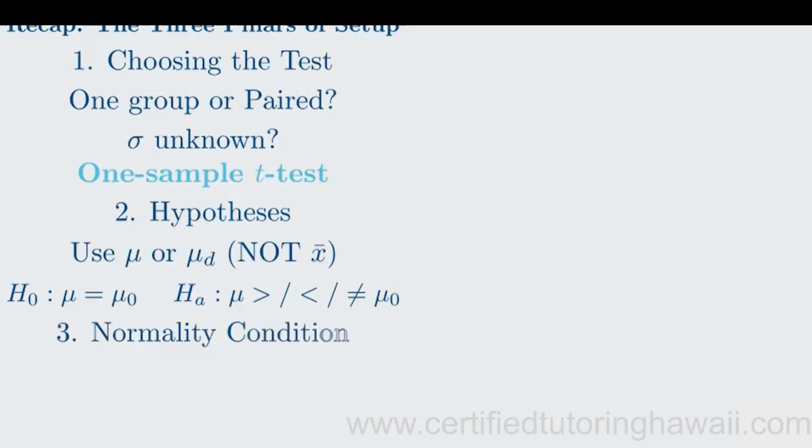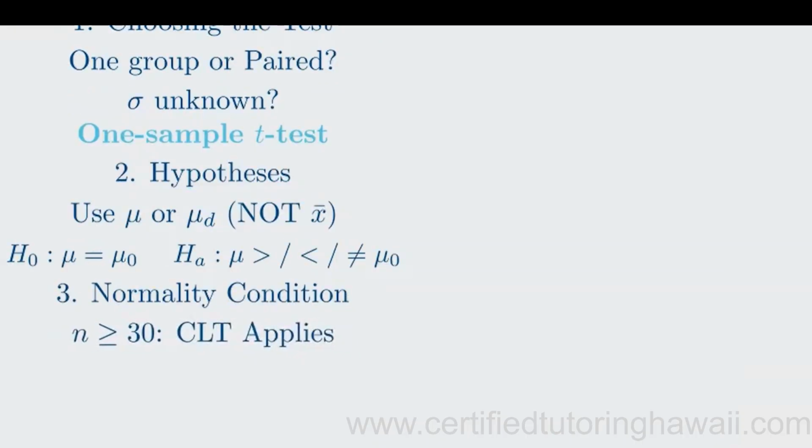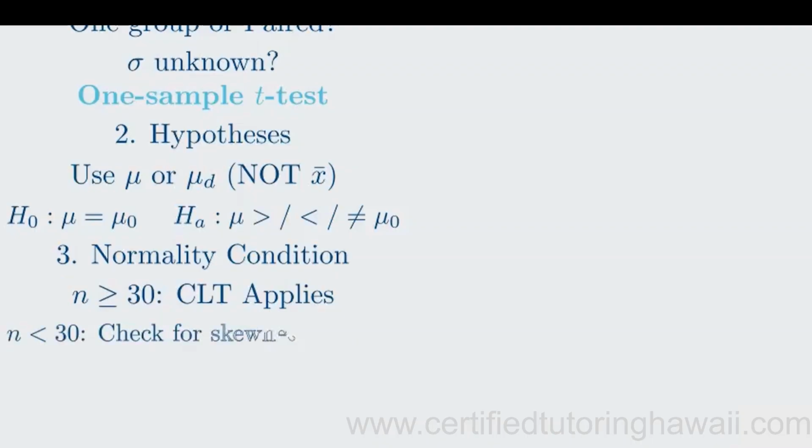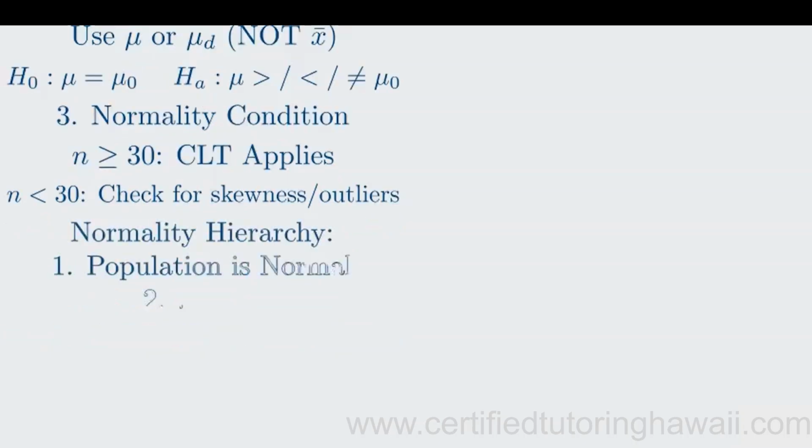Third, the normality condition. Students often forget to check the sample size properly. Remember the magic 30. If your sample size is 30 or more, you don't need to worry about the shape of the population. But if it's less than 30, you must mention that you are looking for no strong skewness or outliers. Here is the normality hierarchy. First, check if the population is normal. If not, check if n is at least 30. If neither, check the sample data plot.